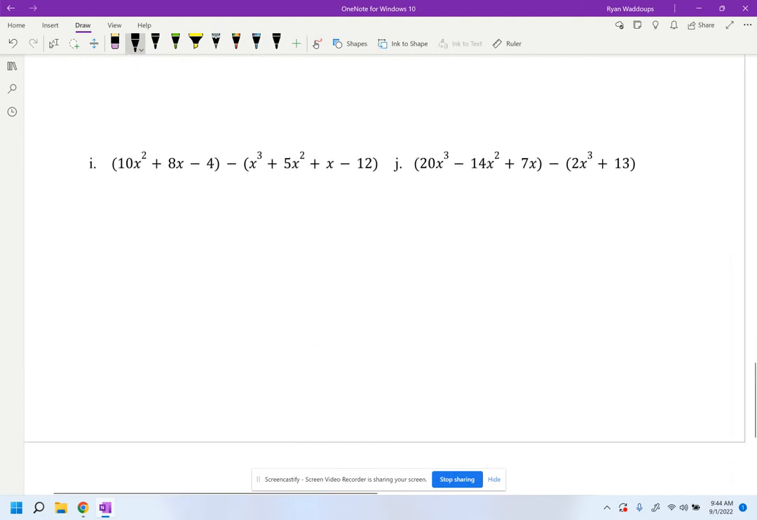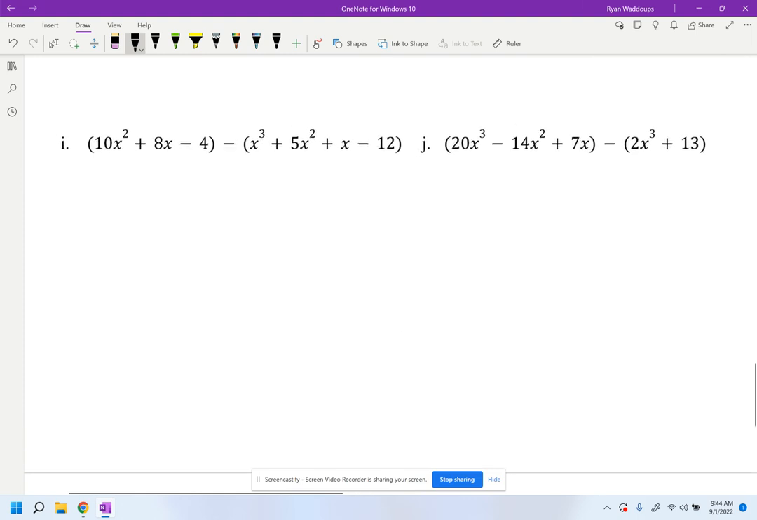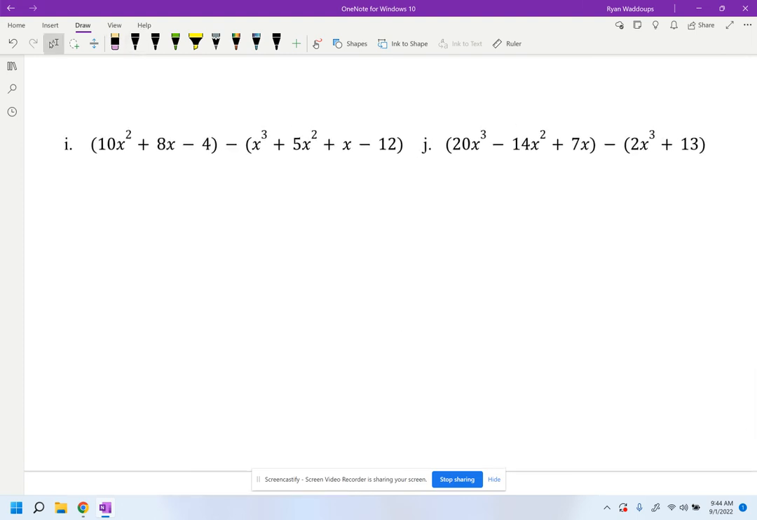All right, let's look at a couple more examples, and then you can go work on your own here. I've got 10x squared plus 8x minus 4. Not changing any of those signs because there's no negative in front of that parentheses. So here, though, I do have a subtract. So I'm going to subtract that. I'm going to subtract that. I'm going to subtract that. And it changes the sign every time you distribute by that negative.